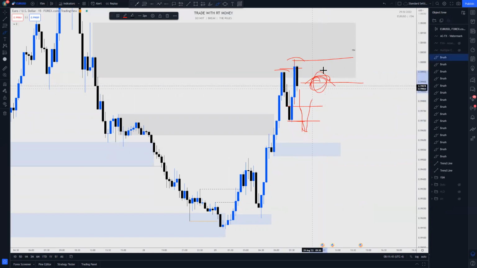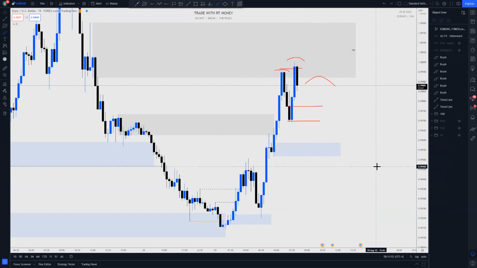I'm taking this as a risk entry here, a tap and go. I'm looking for that, and I'll put my stop loss above the order block in which I enter. That's what I'm looking for. That's the situation.